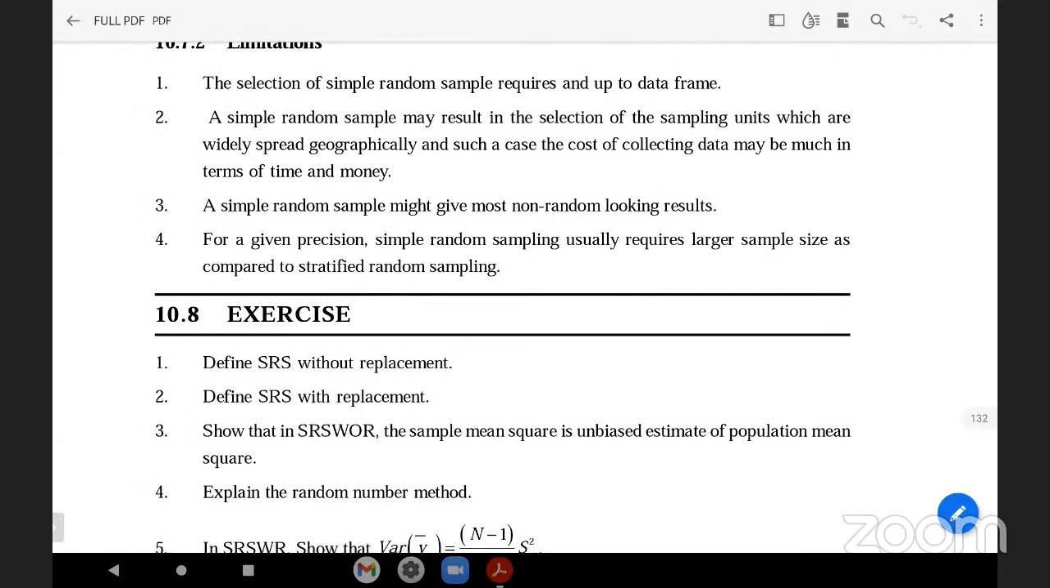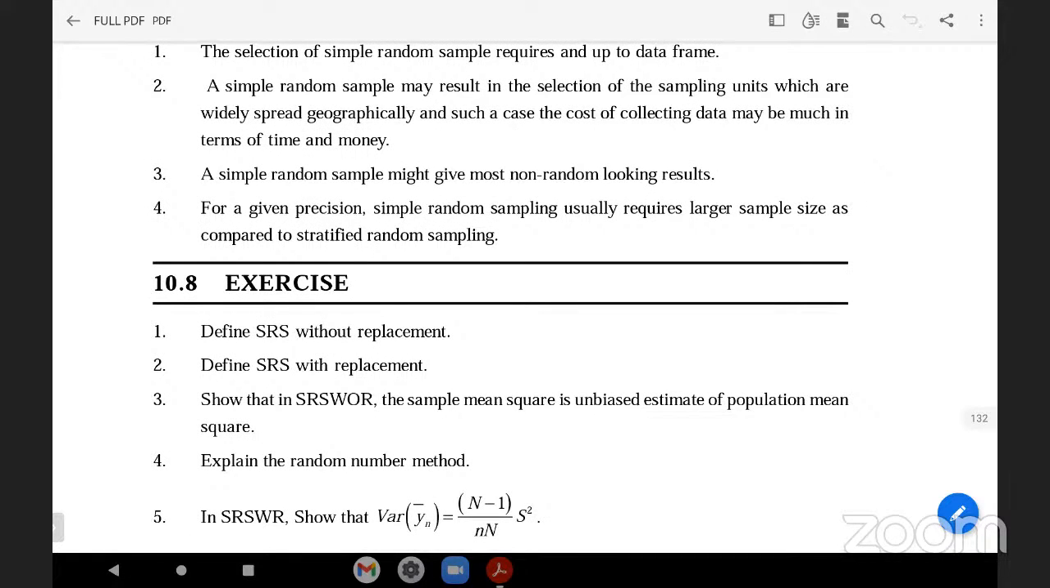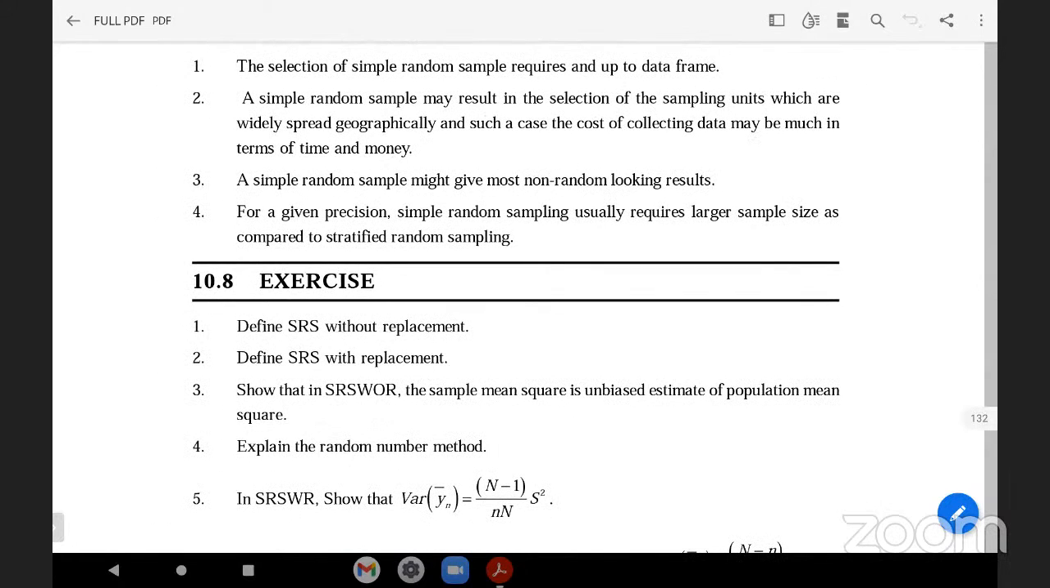These are some advantages and disadvantages. More will be available here. Given the precision, simple random sampling requires the largest sample size, which is very difficult. And compared to stratified random sampling, it is also difficult with these methods. These are the observations, so we have to check for that, with replacement and without replacement.